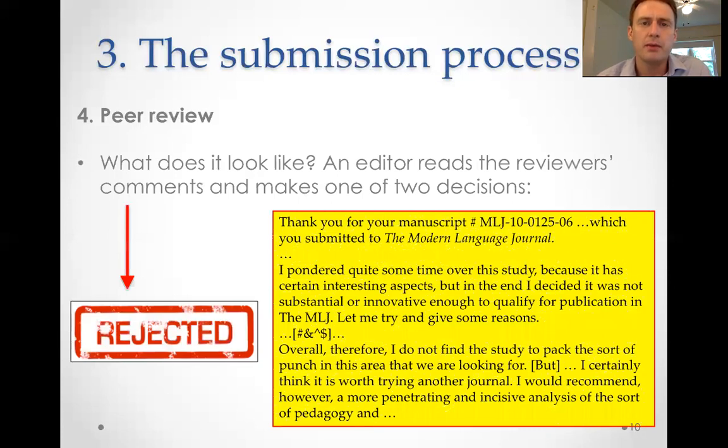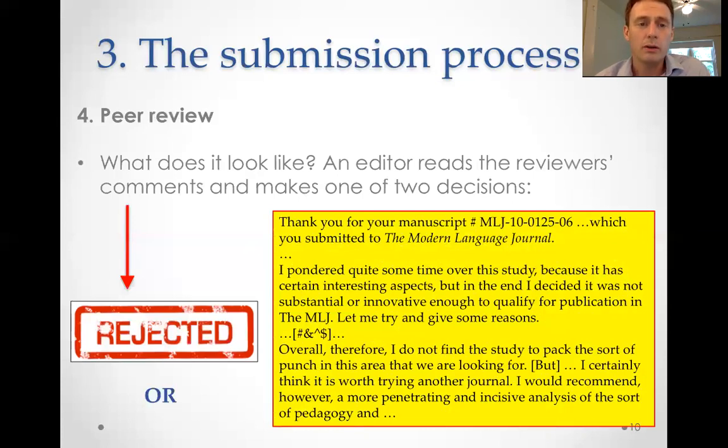So here's an example of an extract from a rejection letter I received. Thank you for your manuscript, and then the manuscript ID number, which you submitted to the Modern Language Journal. And the editor is writing to me and says, I pondered quite some time over the study because it has certain interesting aspects, but in the end, I decided it was not substantial or innovative enough to qualify for publication in the MLJ. Let me try and give some reasons. And then he provided some reasons for me and my co-author to consider as to why the paper was going to be rejected. That's fine. The paper did end up getting accepted and published in another journal, which is great, but rejection happens.